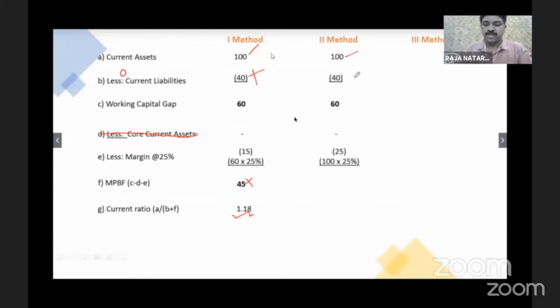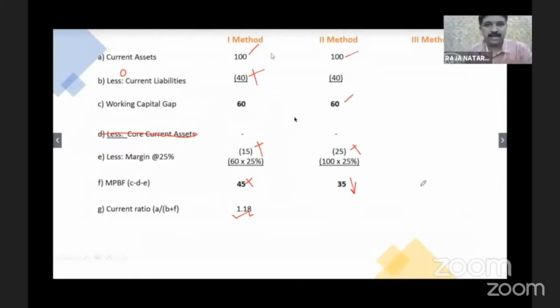This is the margin. So 60 minus 25, what do you get? 35. So eligible bank finance is only 35, because the gap is 60, but here the promoters are mandated to bring in 25, whereas in the first method they were asked to bring only 15. Here the pressure is more, they are asked to bring more. As a result, bank finance has come down in the second method. So comparatively the second method is conservative.